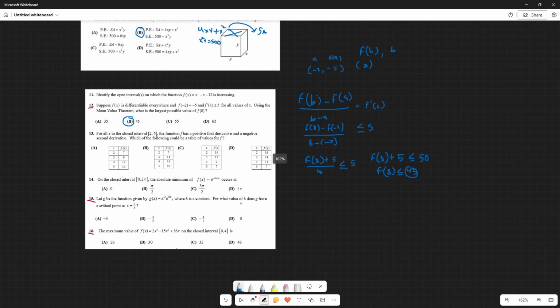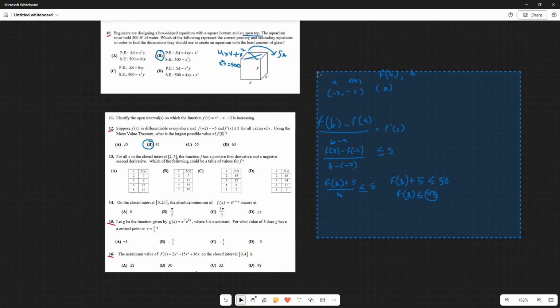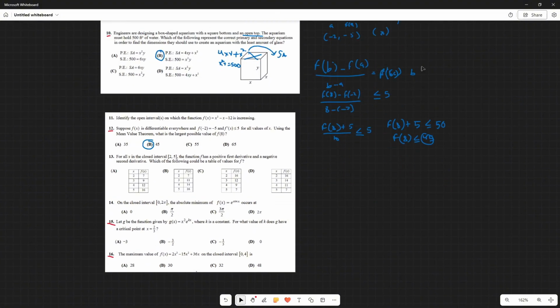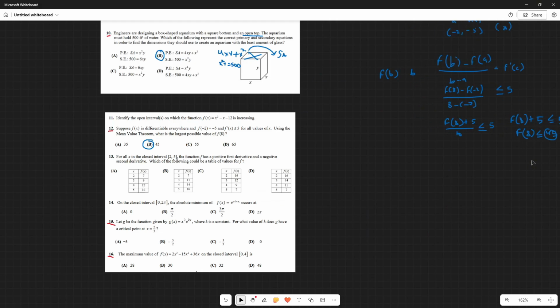Alright, so we're doing number 13 here. Alright, for all x, we're given a table here. And we're given that the first derivative is positive, so f prime of x is going to be greater than 0, and f double prime of x is going to be less than 0.